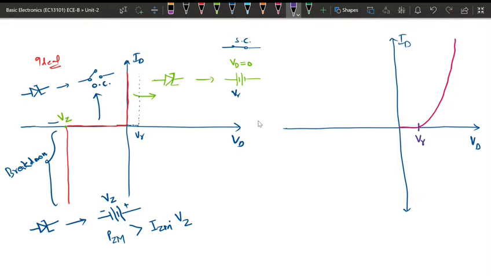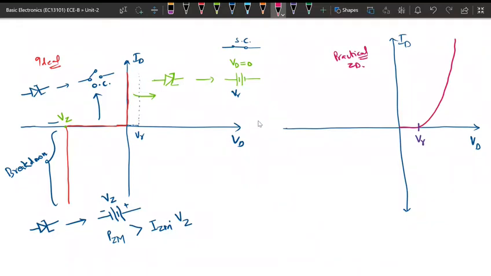The current equation we have already seen in the case of a forward bias diode. Up to the knee voltage it will have zero current, and beyond that the current will increase exponentially. So this is the practical case of the Zener diode. In forward bias, it will have zero current till the cutoff voltage, and beyond that an exponential increase in current.